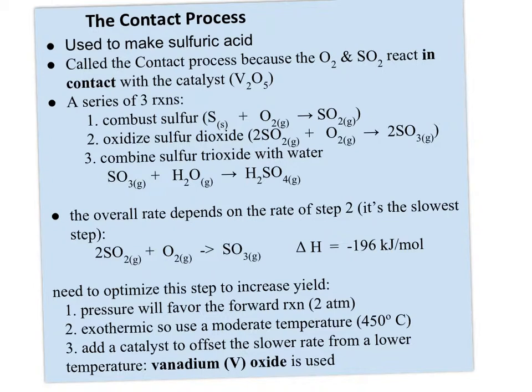So what IB will expect you to know is if they give you just the second reaction, that's the one to focus on, the 2SO2 plus O2 gives you SO3, they would expect you to be able to look at this and figure out ways to optimize it.